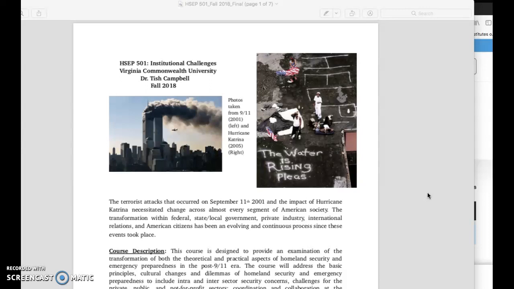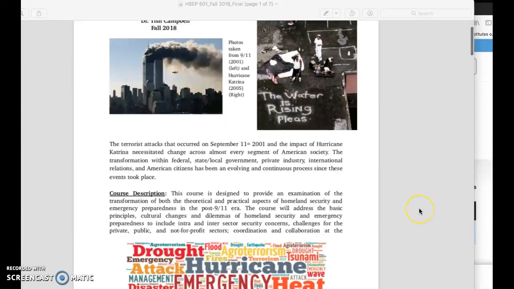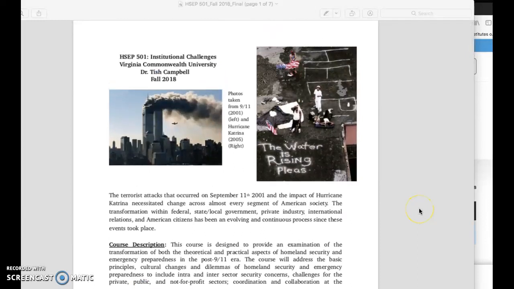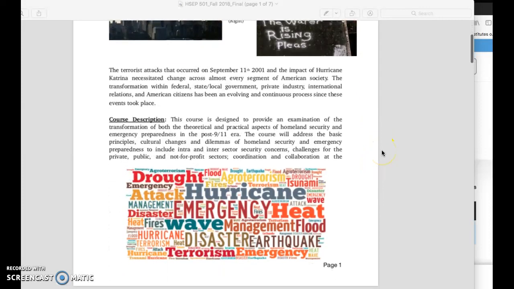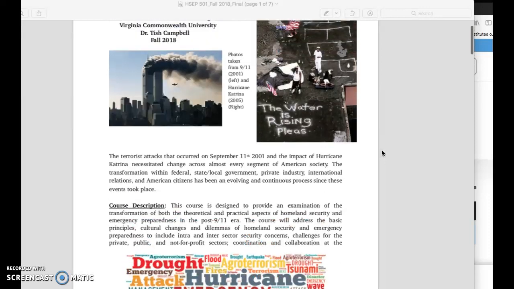So, the syllabus is now attached in Blackboard, and I will let you read the course description. Two monumental events that have shaped the Homeland Security and Emergency Management field are September 11th and Hurricane Katrina, which you have pictures of here. Then I go into a bit about the course and what we'll be talking about, essentially how 9/11 and Hurricane Katrina laid the groundwork and a lot of foundational policies and what that means for us.